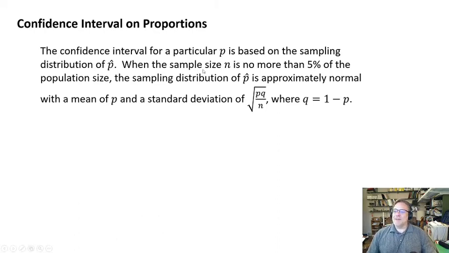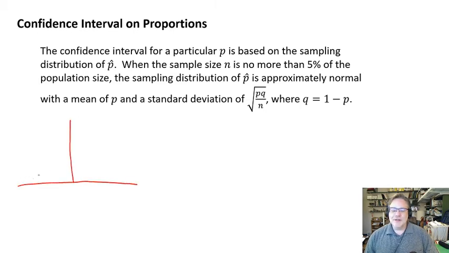So when the sample size n is no more than 5% of the population size, the sampling distribution of p hat is approximately normal, with a mean of p and a standard deviation of this, where q is equal to 1 minus p. Okay, what are we saying here? What we're saying is that, let's say a bunch of people do these kinds of experiments where they're trying to figure out what the population proportion is, and let's say it's finding out the percentage of people in Weld County who identify as Hispanic or Latino.